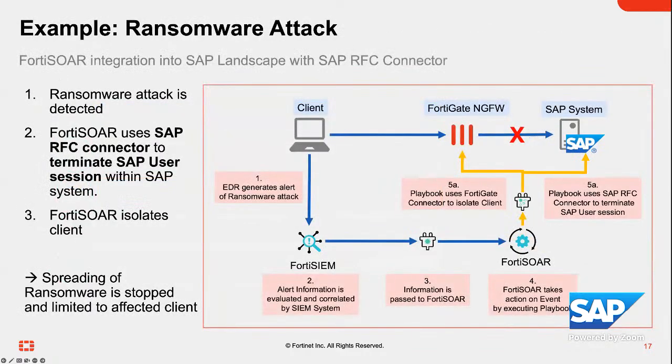Because ransomware is so prominent these days, I'm just presenting here what would happen, or how we could react to a ransomware attack in an SAP environment. Here's basically a diagram that shows what would happen and how we would use our SAP connectors in this case. Typically the ransomware kicks off on some client, and we have software that monitors the client and would detect the spread of ransomware on this client.